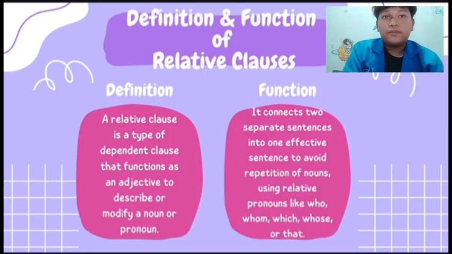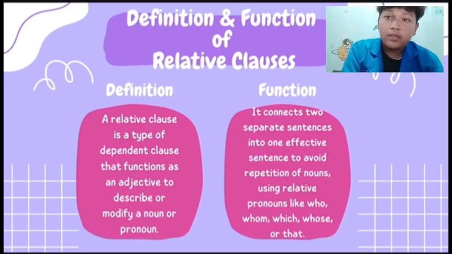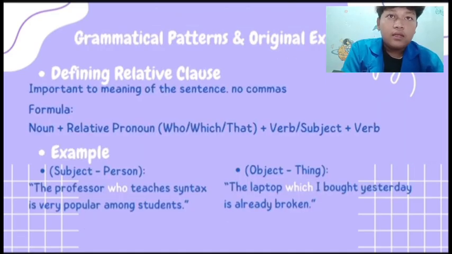First, topic 1, relative clauses. By definition, a relative clause is a type of dependent clause that functions as an adjective to describe or modify a noun or pronoun. Its function is to connect separate sentences into one effective sentence to avoid repetition of nouns, using relative pronouns like who, whom, which, whose, or that.